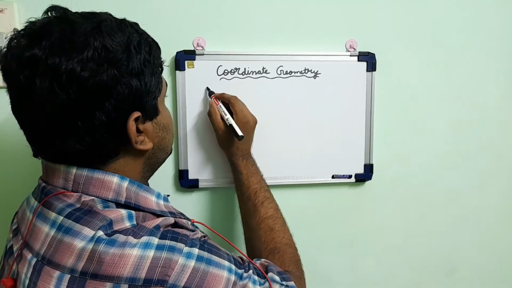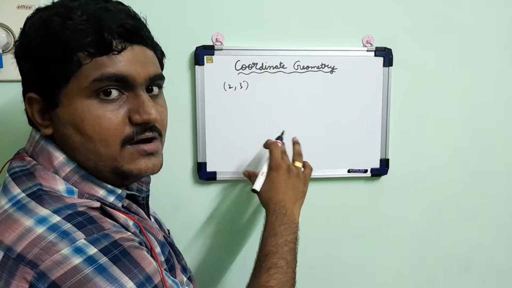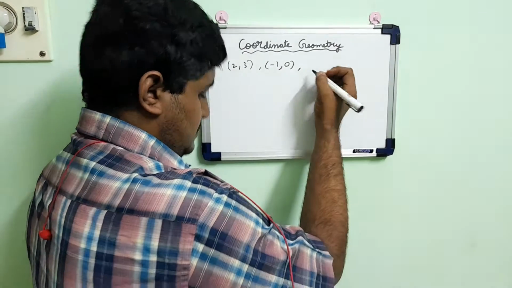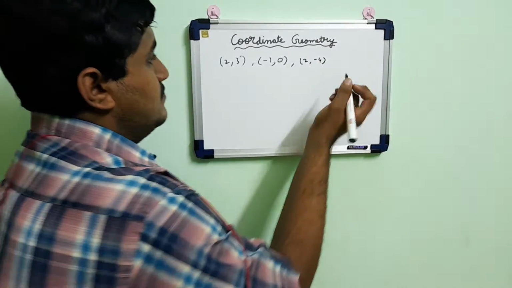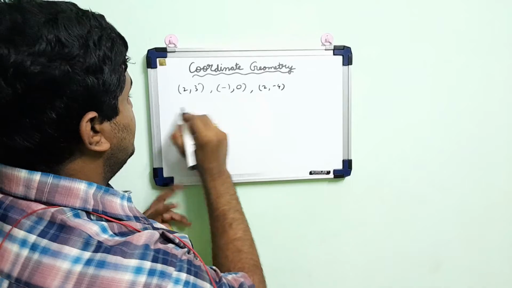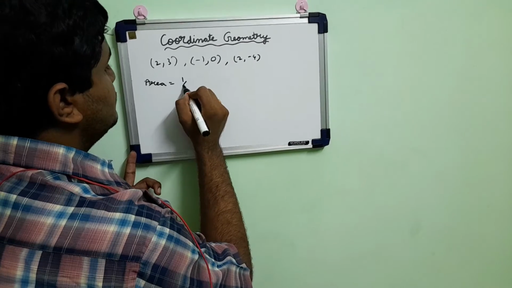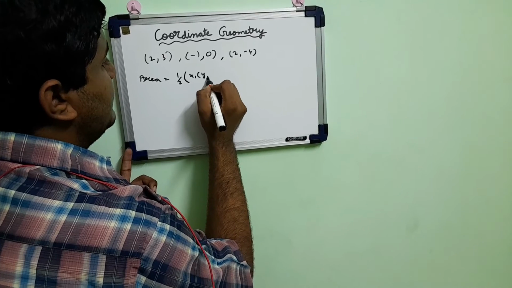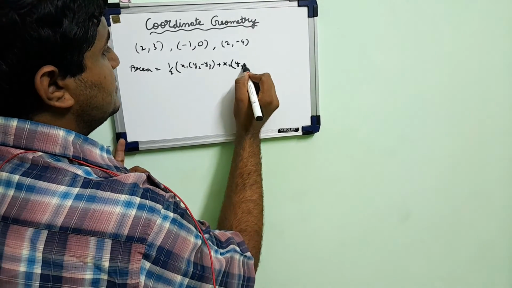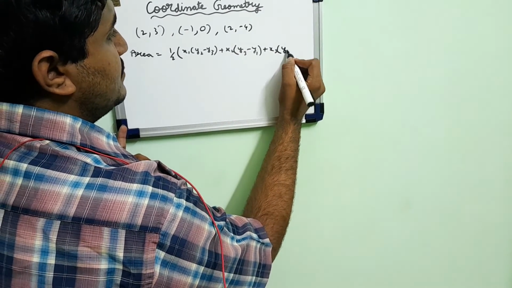Now we will solve a sample question. The coordinates of the points are (2, 3), (minus 1, 0) and (2, minus 4). So we need to find the area of the triangle formed by these 3 points. For that, by using the formula, area of triangle is equal to half into [x1 into (y2 minus y3) plus x2 into (y3 minus y1) plus x3 into (y1 minus y2)].